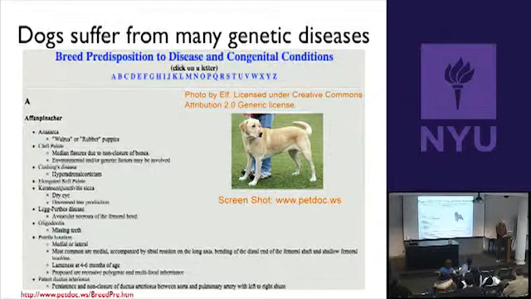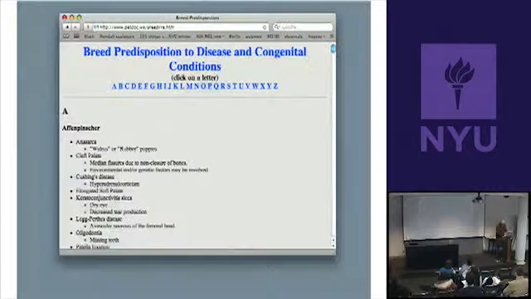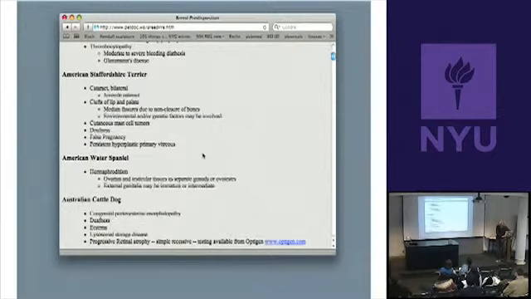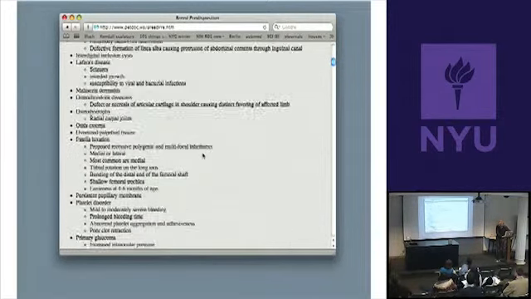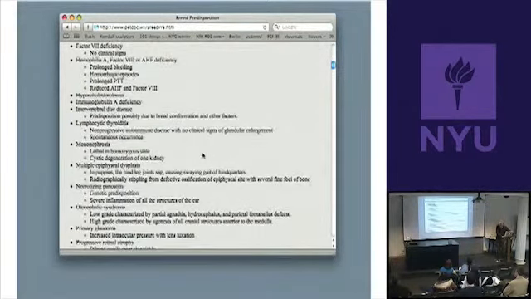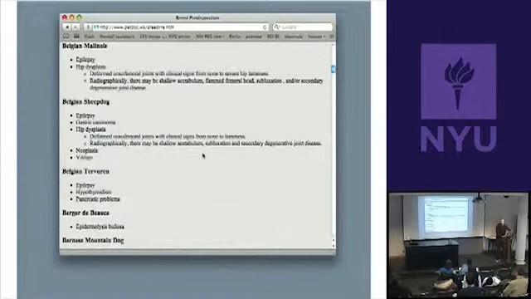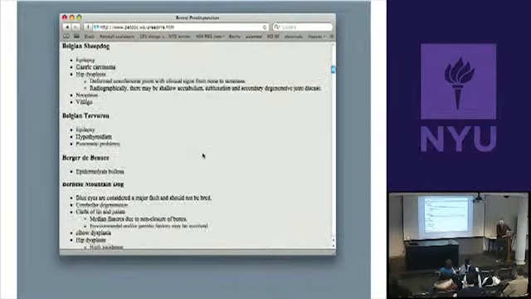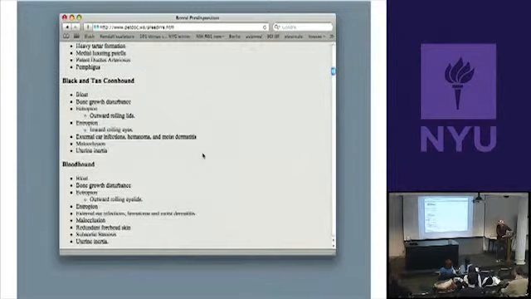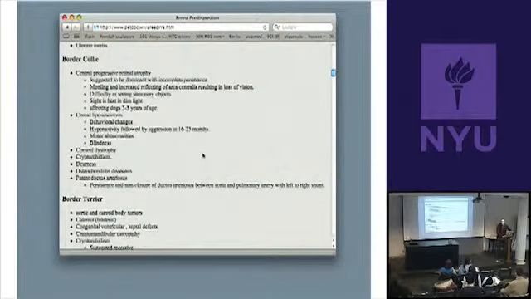So I just want to switch to the actual website. So here it is. You can see this is really a litany of really horrible things that dogs have to suffer through. Does anyone have a good explanation for why dogs are so plagued by genetic diseases? If I did this for wolves, how many genetic diseases would we be able to count?